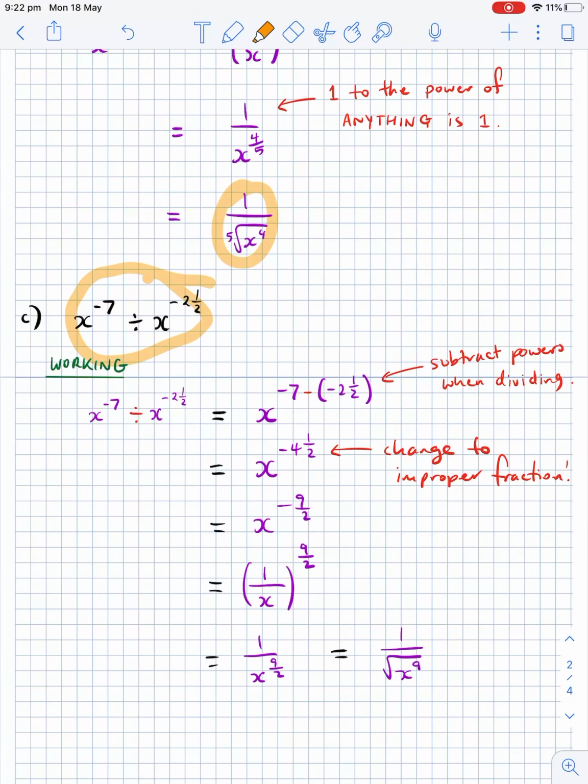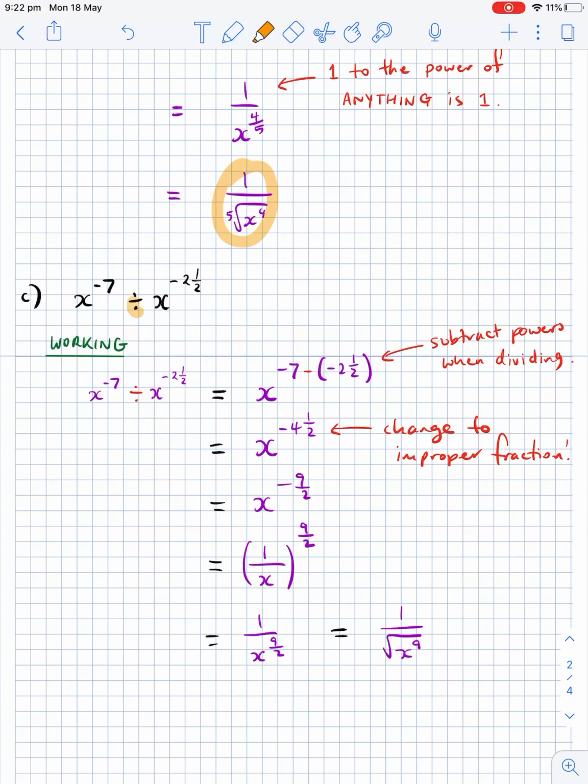Lastly, we've got this one here. We've got two powers with a base of x, and they're dividing. So whenever you are dividing things with powers and they've got the same base, you can subtract the powers. So we're going to be having negative 7 take away negative 2.5. You'll see when we're taking away a negative, we get the double negative. So negative 7 plus 2.5 gives you negative 4.5.